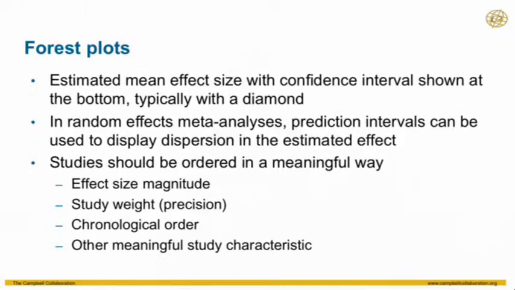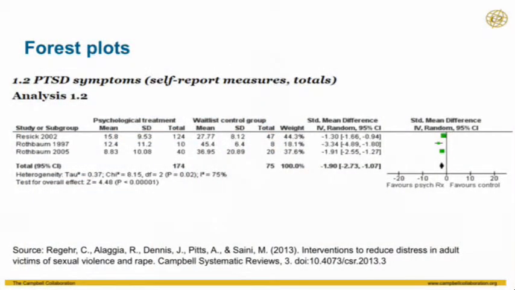So what I want to do here is look at some examples of forest plots in Campbell reviews and just highlight some of the good things in these forest plots. So this is a forest plot from a Campbell review that was just published this year on interventions to reduce distress in adult victims of sexual violence. And so what you're seeing here are the results from a meta-analysis of 3 studies looking at PTSD symptoms for treatment versus control conditions, okay? And so these are the forest plots.